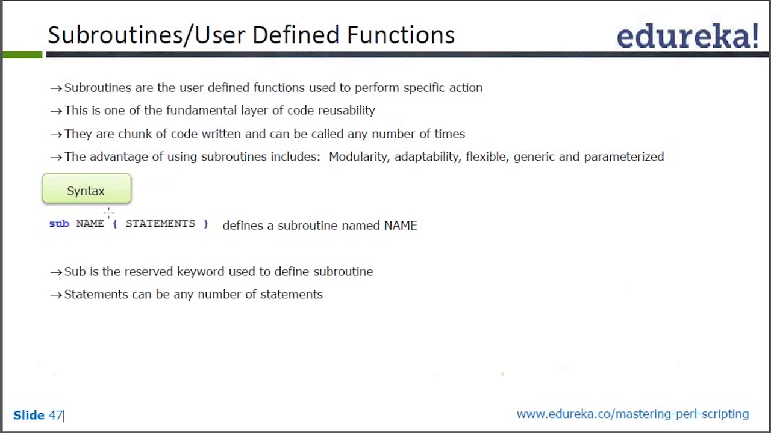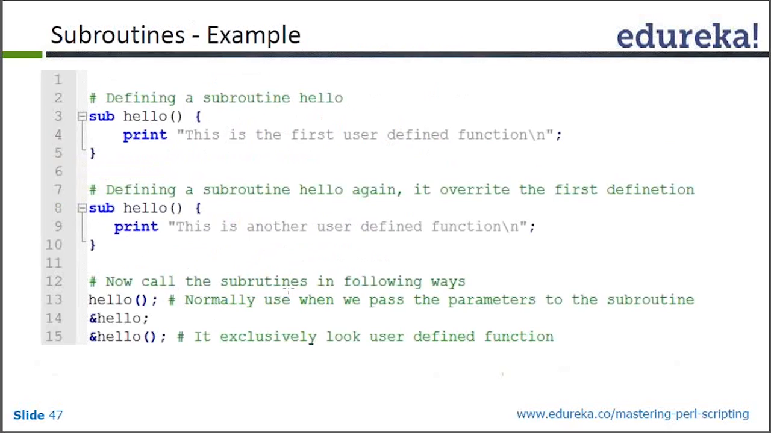So the syntax is: how is a subroutine defined? The syntax is sub for subroutine, the name of the subroutine, and inside the braces the statements, whatever statements you want to have in the subroutine. sub is the reserved keyword used to define a subroutine. Statements can be any number of statements. So let's go to the next slide and see.